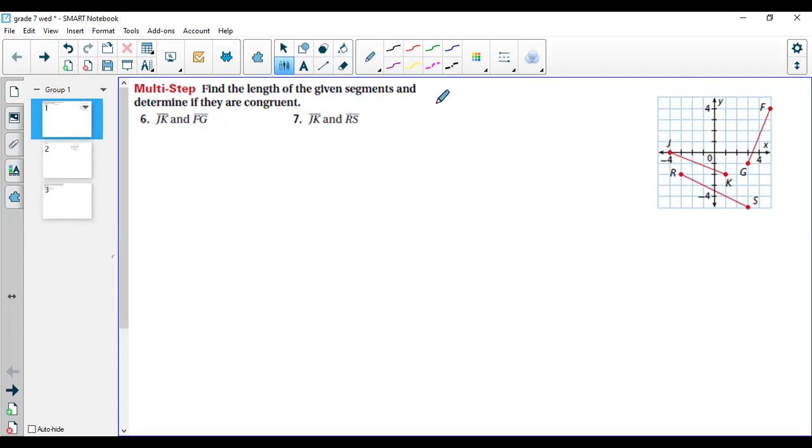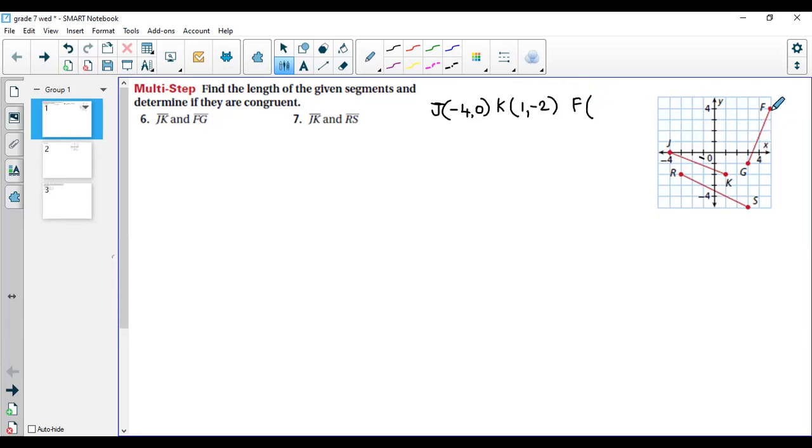Let me start with J. The coordinates for J are -4 and 0 because it is on the x-axis. On the x-axis, it is at -4, but it is not touching anything on the y-axis. So it's -4 and 0. Then the ordered pair for K is 1 because it's touching 1 on the x-axis, and -2 on the y-axis. So 1, -2.